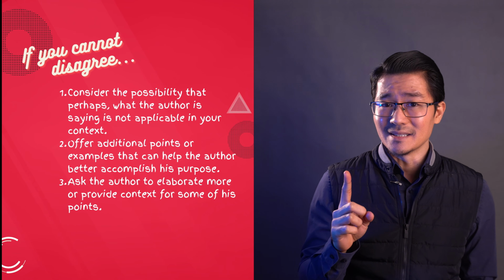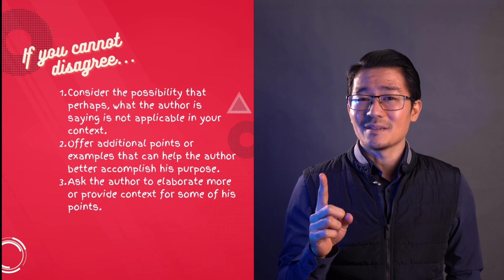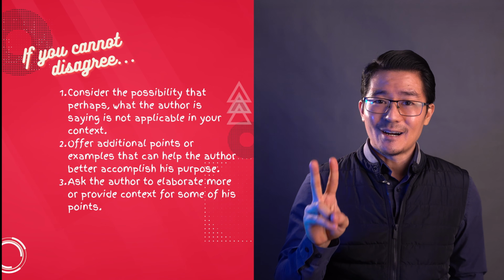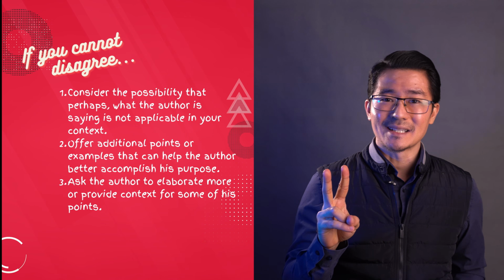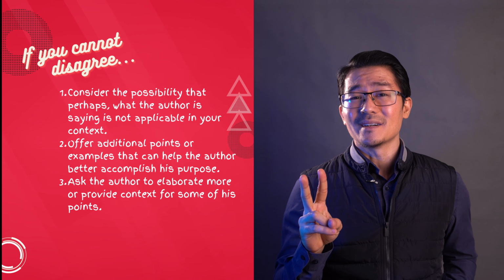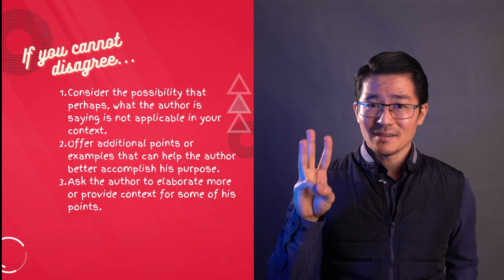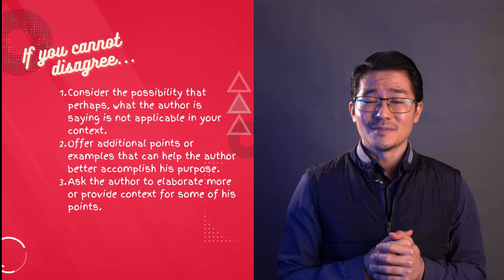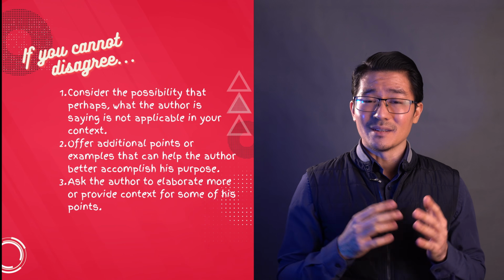So, in summary, if you cannot disagree with the author, you can first consider the possibility that perhaps what the author is saying is not applicable in your context. Second, offer additional points or examples that can help the author better accomplish his purpose. Third, ask the author to elaborate more or provide context for some of his points. By doing these things, you'll be able to show your professor that you have high level of critical thinking skills.